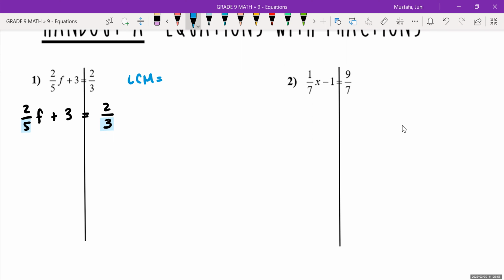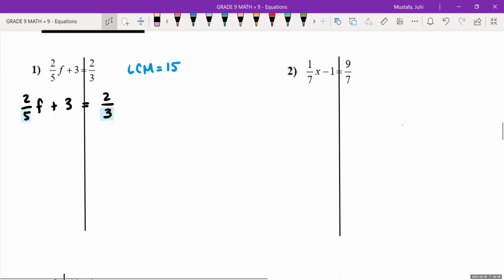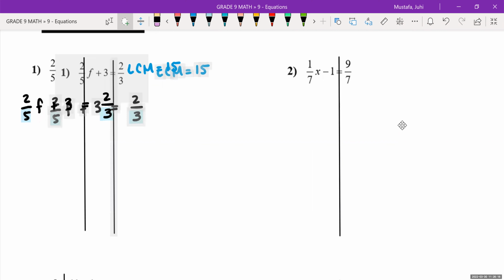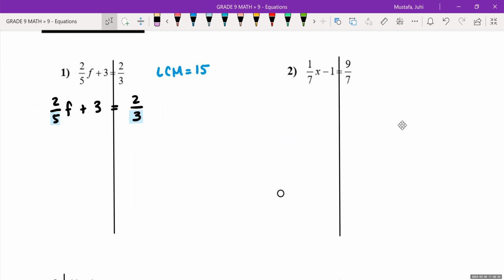Peyton? Yeah, it would be a 15. Because again, if you look through the multiplication tables of 5 and 3, the common number between both of them is 15, and that's the first one that you find. So now what we're going to do is we're going to multiply that number to every single term inside of this equation. I'm just going to move this over a little bit. There we go. So we're going to have 15 times this fraction, 15 times that constant, and 15 times that fraction.